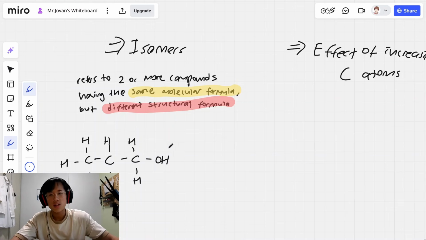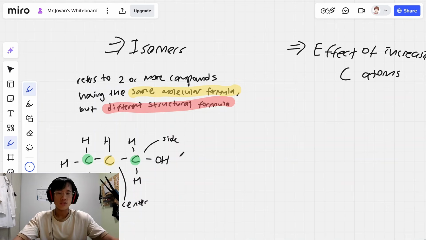Okay, so when you do isomerism, I want you to take note that there are different carbon atoms. There is the center one, and there is the side ones. Okay, so I'm going to call this side. This is center.